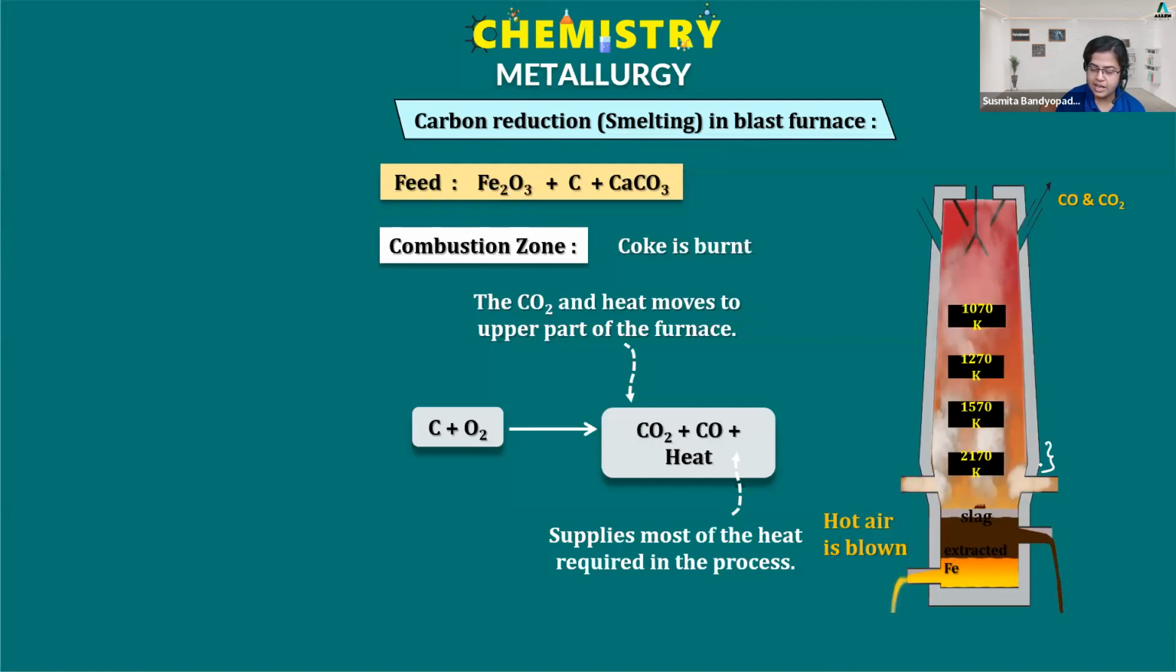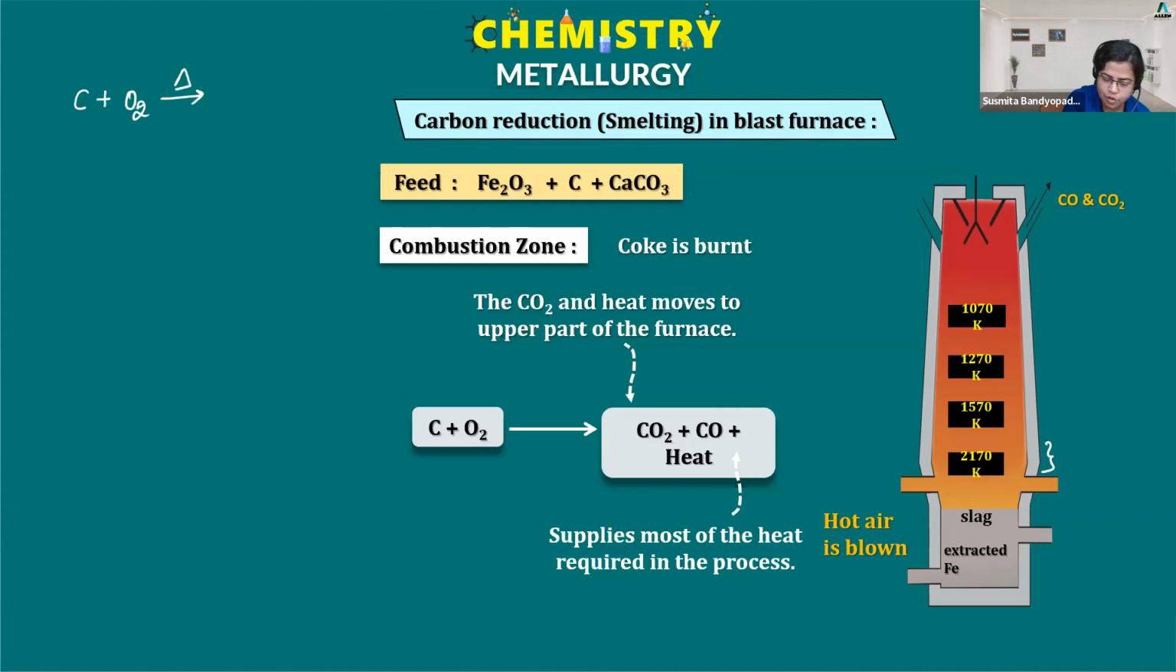Fine. Now, in this zone of combustion, the temperature is quite high. The coke burns. Hot air is blown. Don't forget, otherwise you are only supplying coke. Where are you getting O2? Hot air is supplied. So high temperature is required, and air, oxygen. It produces CO2.